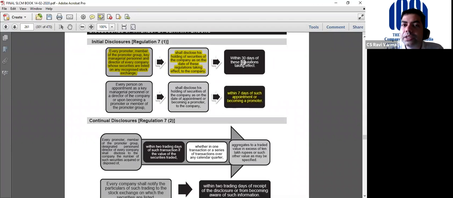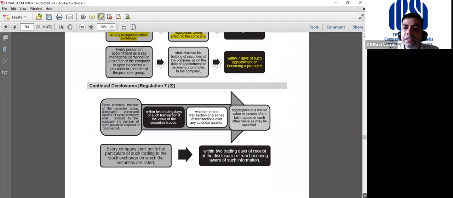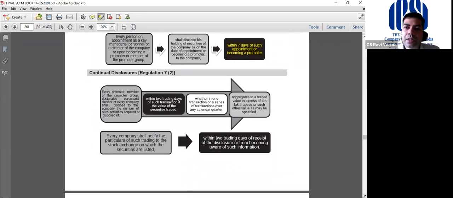Don't read within 30 days, because that 30 days was only when this regulation was coming into the picture. Now the regulation is already in the picture, so now 7 days is the only time. So the moment, say for example, I become a KMP, a full-time director of a company, within 7 days I need to disclose my holding list. Because the company will keep a check whether the person is actually following the insider trading mechanism of the company.